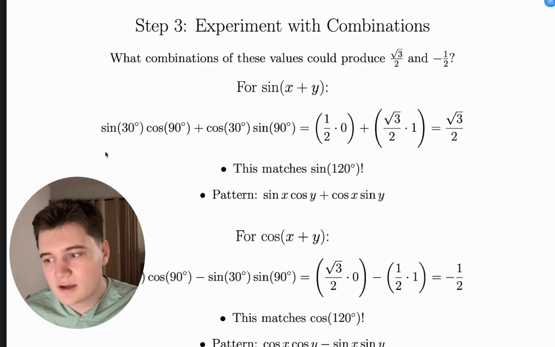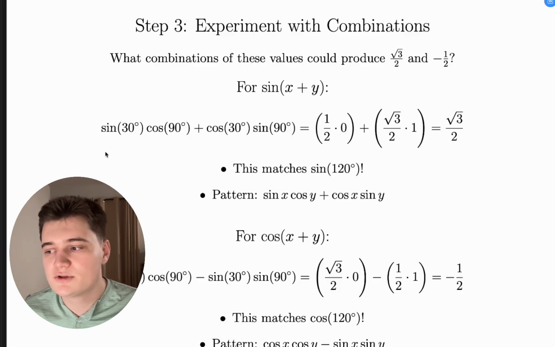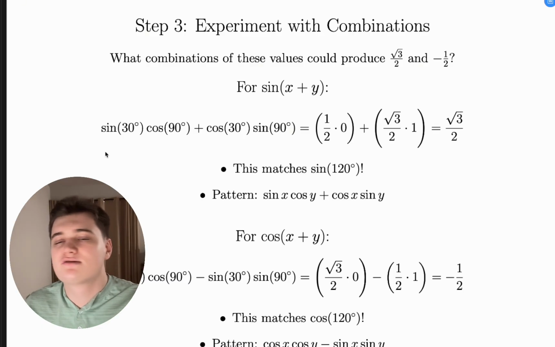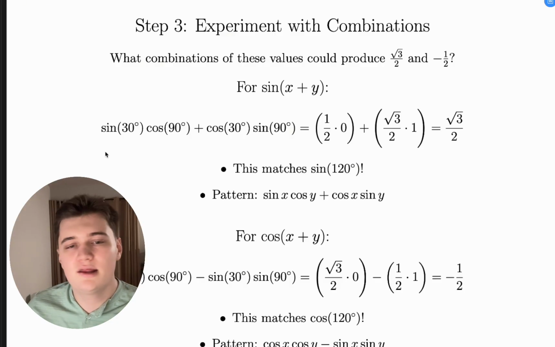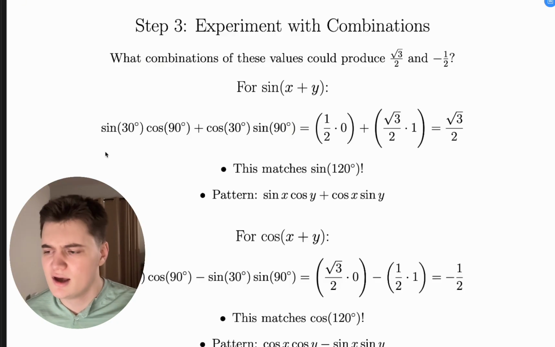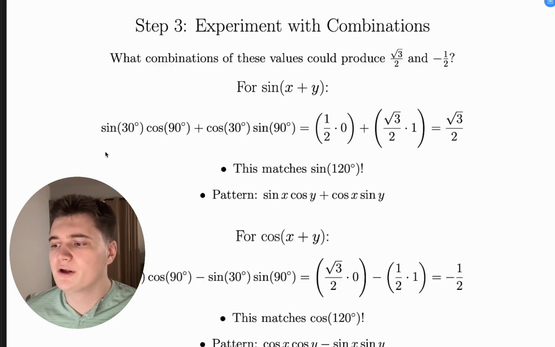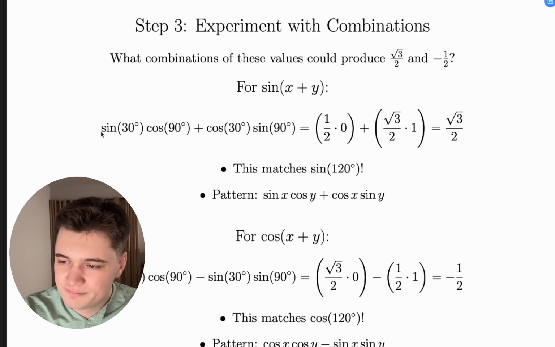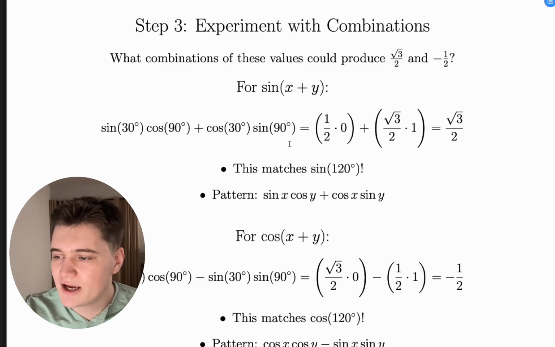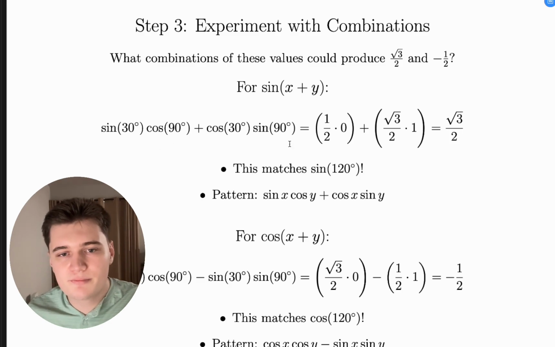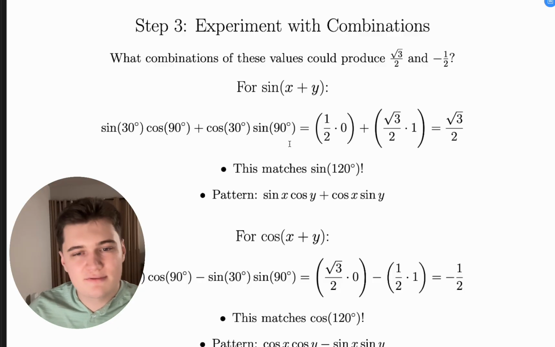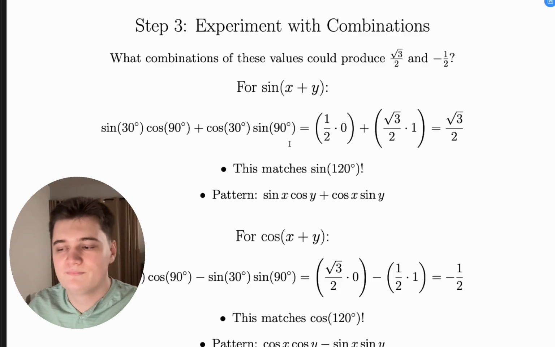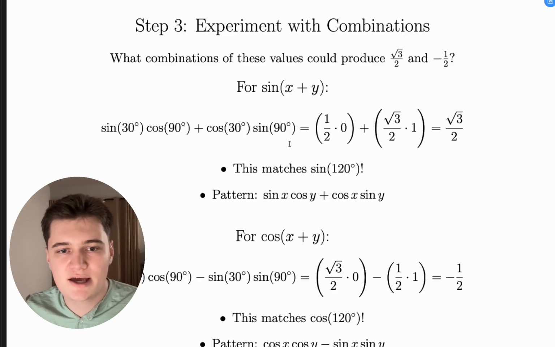And the second part is going to be cosine 30, which is square root 3 over 2, multiplied by sine 90, which is just 1, and it's going to give us square root 3 over 2. And we can see that it matches the value of sine of 120 degrees. And after that, we can verify that this equation looks correct and plug the variables back in, and it's going to give us the formula. It's going to give us the pattern, right? So we found the formula for sine of x plus y.